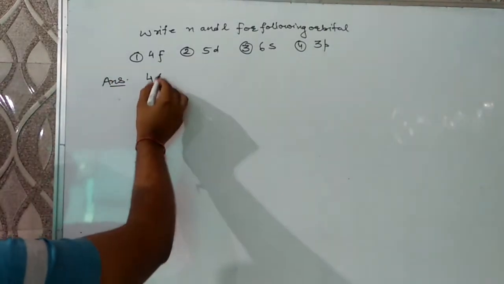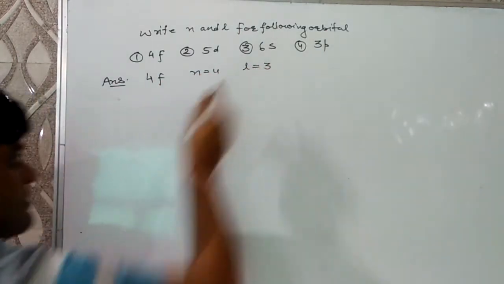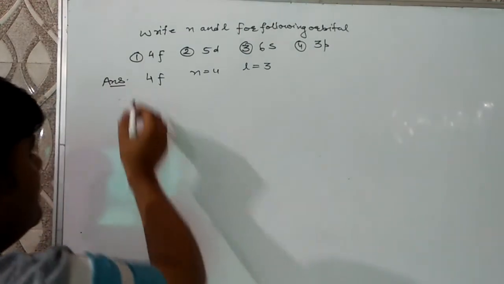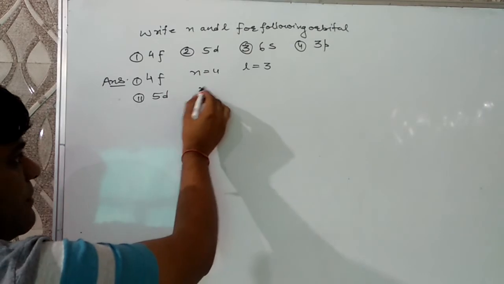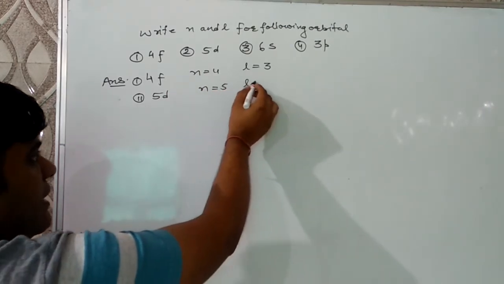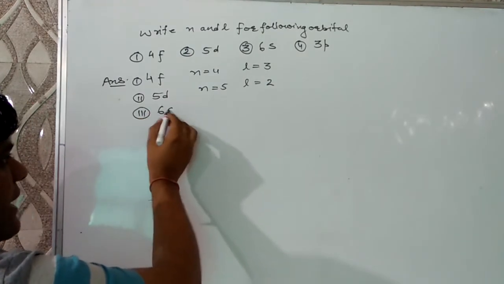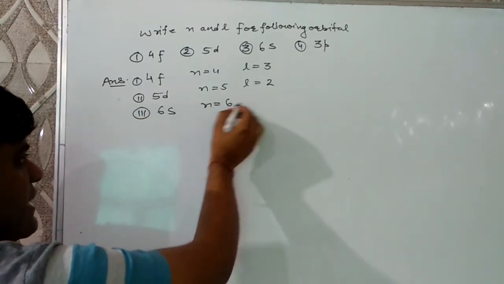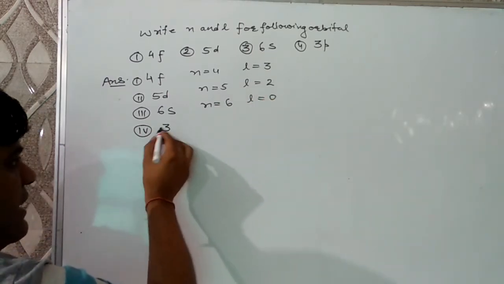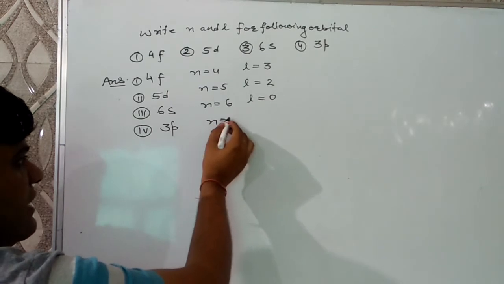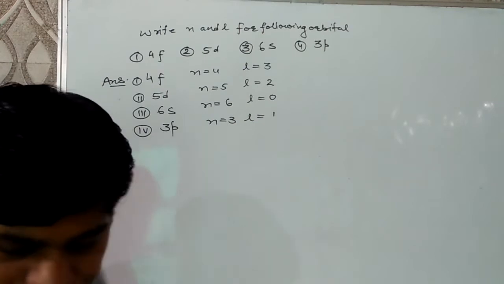In 4f, the principal quantum number is 4 and the azimuthal quantum number is 3, as the f subshell is there. For the second one, 5d is there, so the principal quantum number will be 5 and the azimuthal quantum number will be 2. For the third one, 6s is there, so the principal quantum number will be 6 and the azimuthal quantum number will be 0. Fourth one, 3p: principal quantum number is 3, azimuthal quantum number is 1.